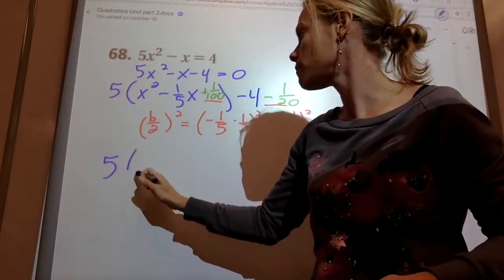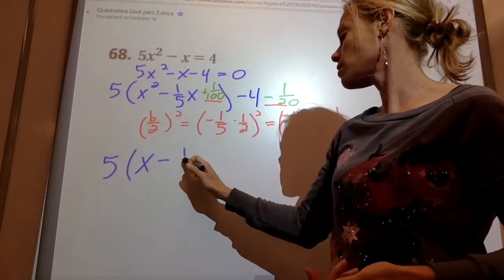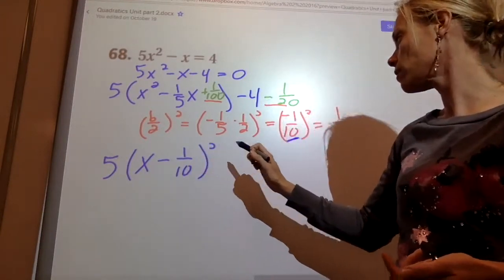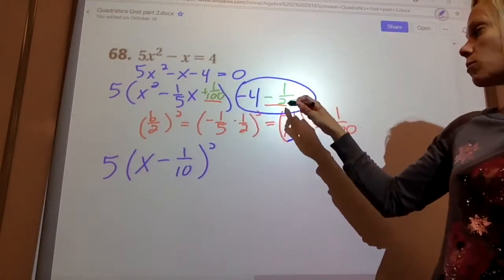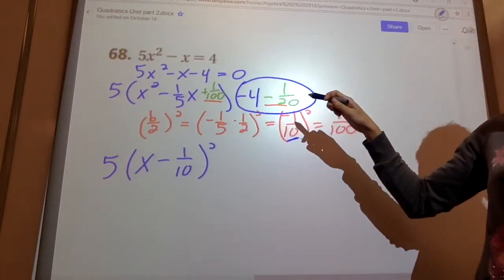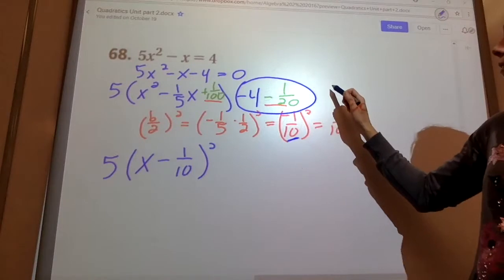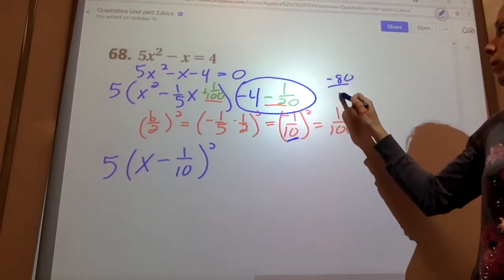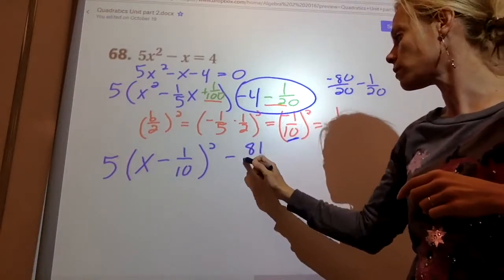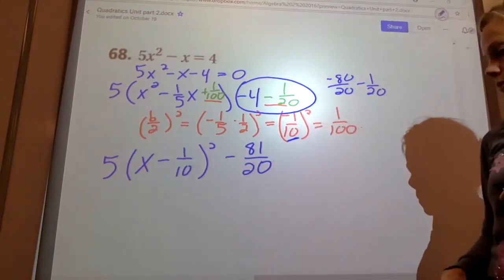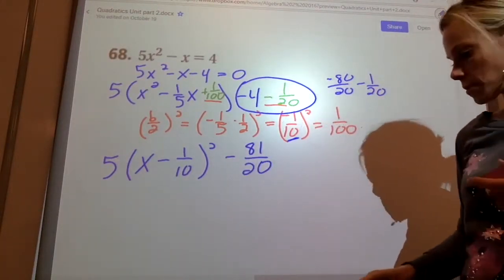So this is what I have for vertex form: x minus 1/10 squared. And then I need to do this right here, 4 minus 1/20th. So common denominator, negative 80/20ths minus 1/20th is going to be negative 81/20ths. And that's my vertex form.